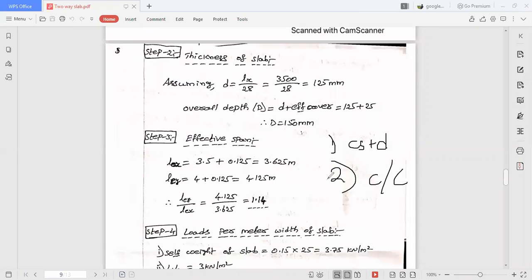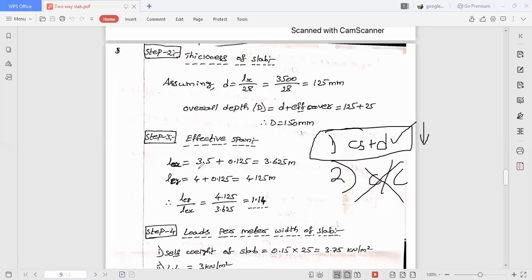If you check the problems you have done, in all of them the least value comes as clear span plus d. Most of the cases you will get this as the least. To reduce the length of the problem, I'm not calculating center to center; I'm directly taking this as the least.